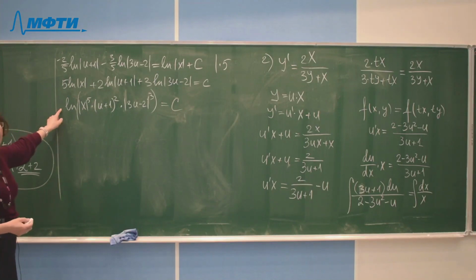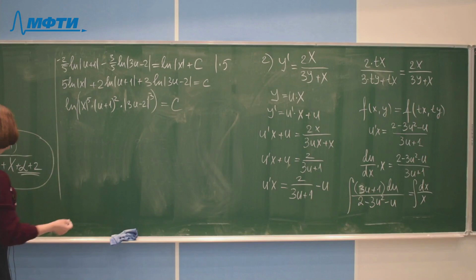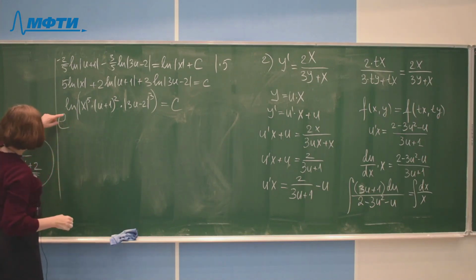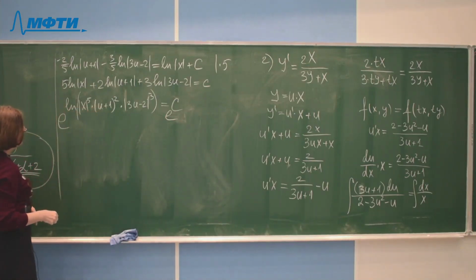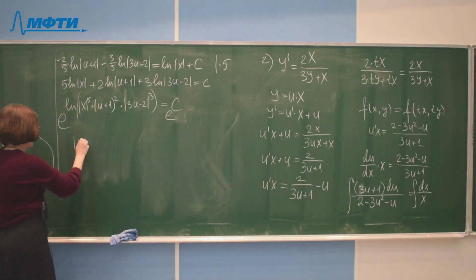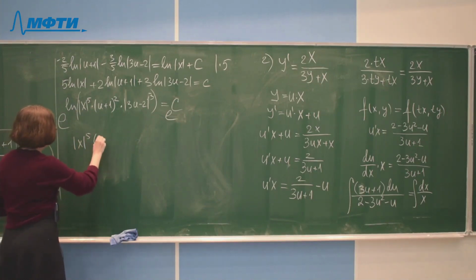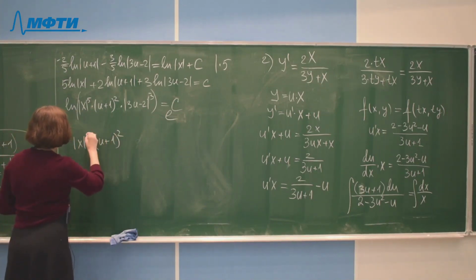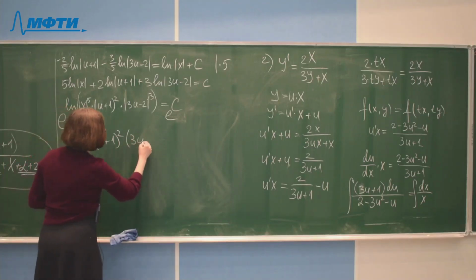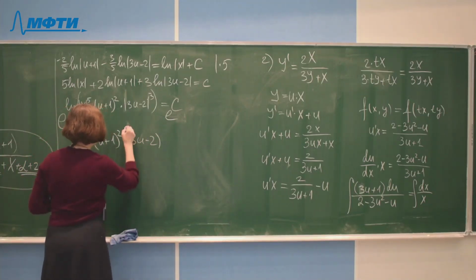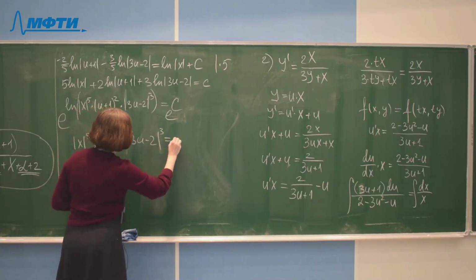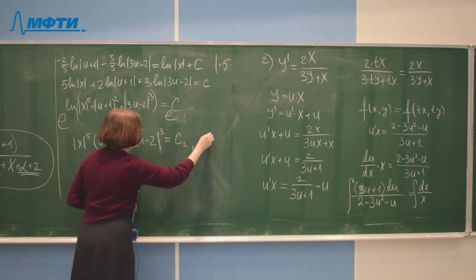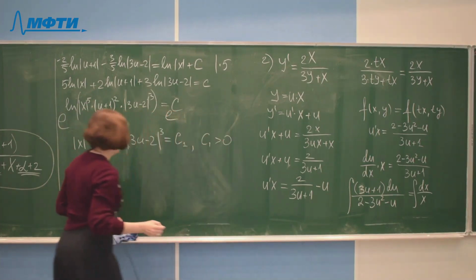Then can we eliminate the logarithmic function? Do you know? Yes, we can raise the exponent to this power. And then we will get the following: the absolute value of x to 5 times (u plus 1) squared times (3u minus 2) cubed equals, let it be c1, where c1 is a positive constant.